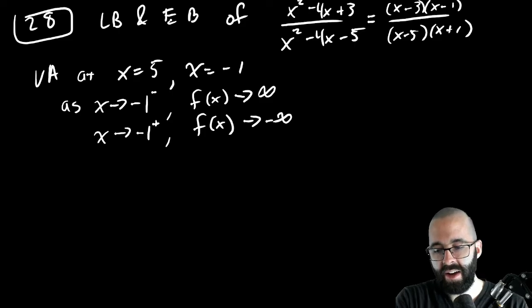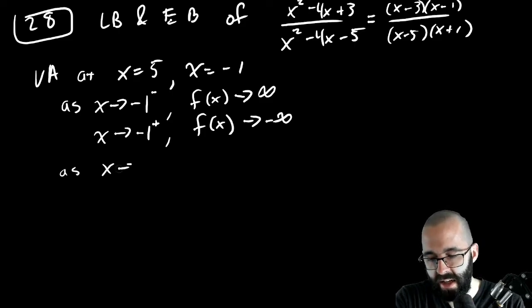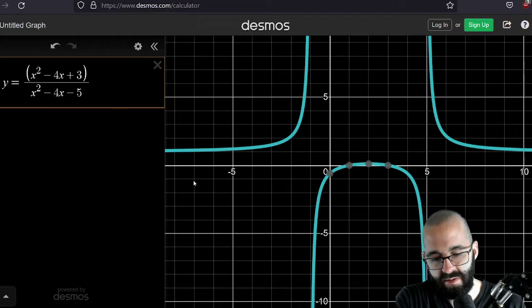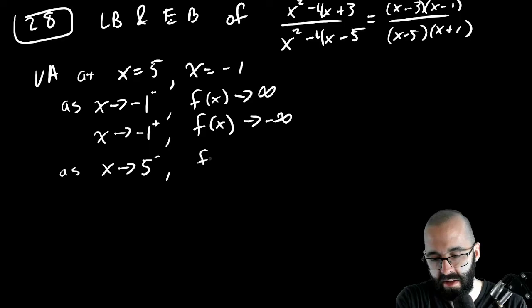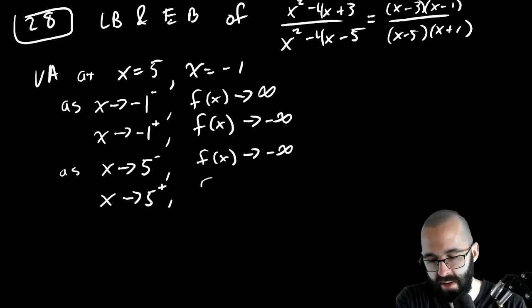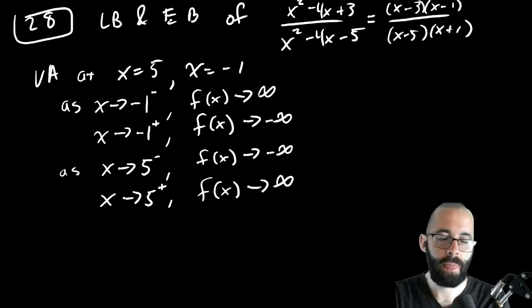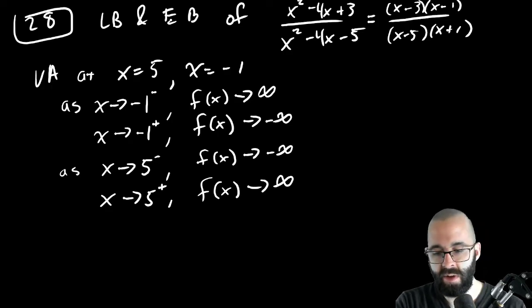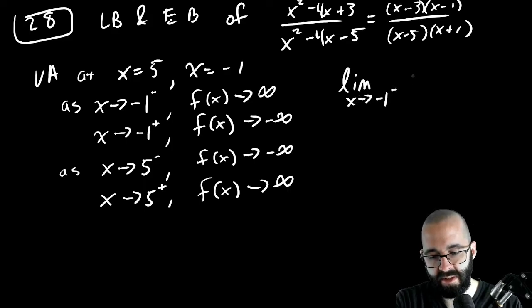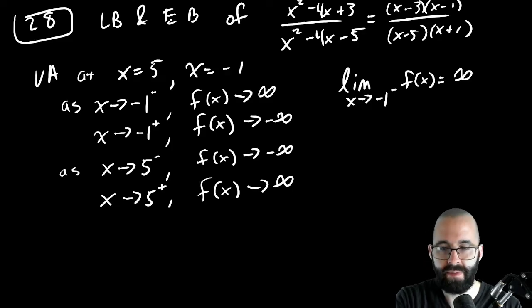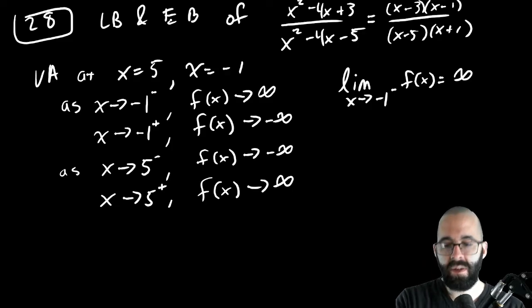And do the same thing for the other asymptote. As x goes to 5 from the left, going down to negative infinity, and from the right, it'll be positive infinity. This is what it looks like. You can also write these in limit notation. One such example would be the limit as x goes to -1 from the left of the function equals positive infinity. You could do these for every single one. So that's the local behavior.